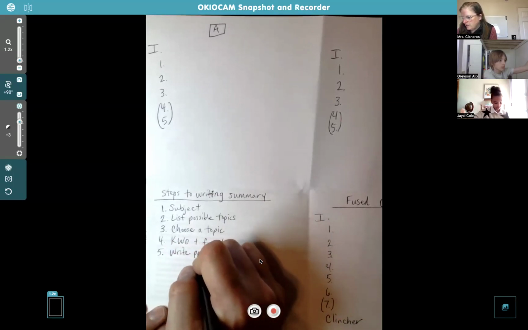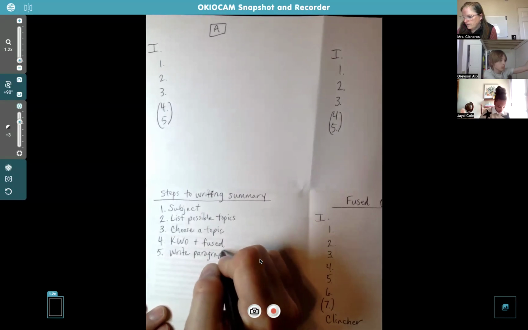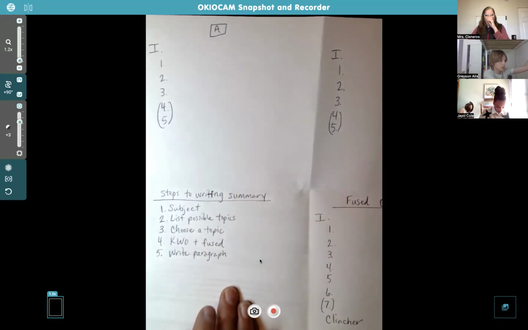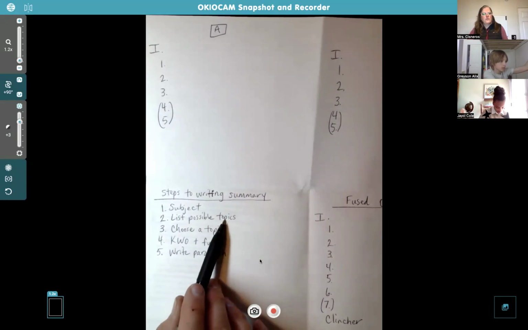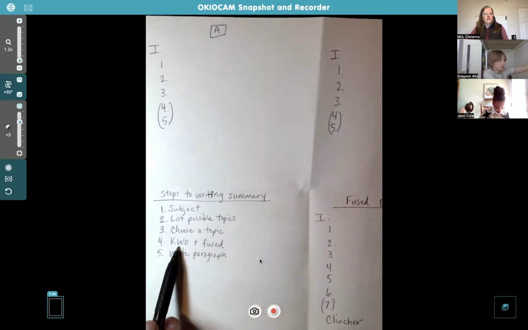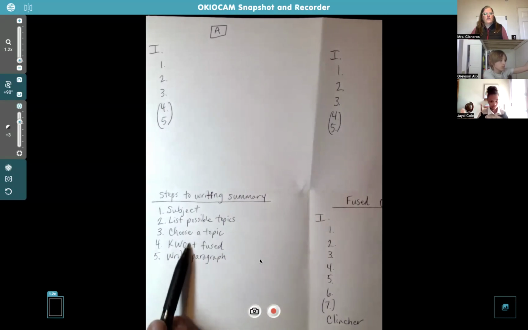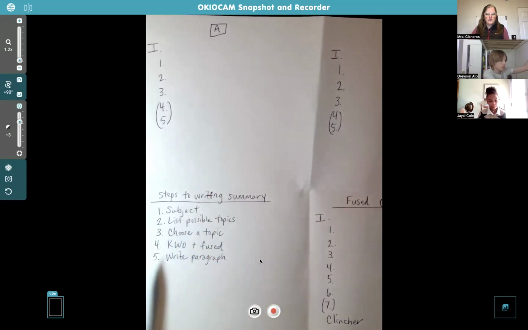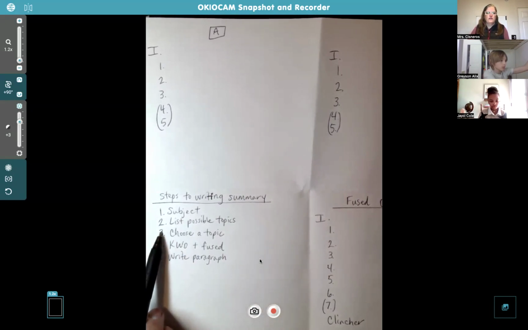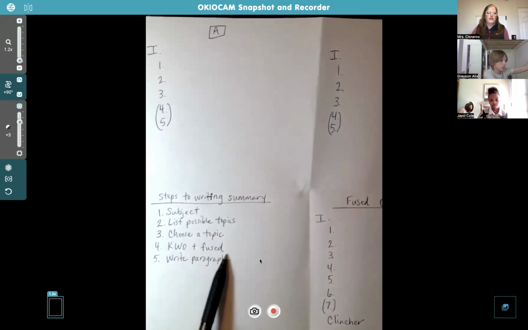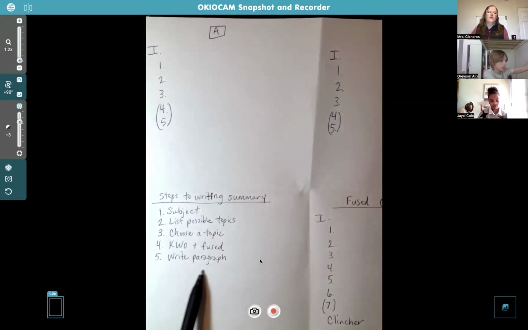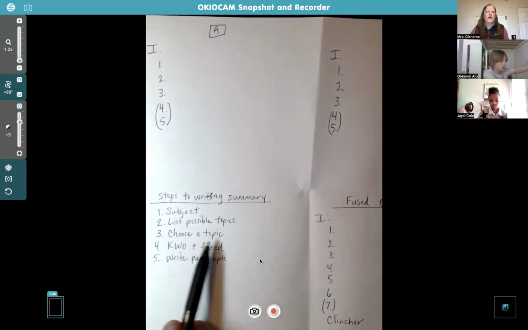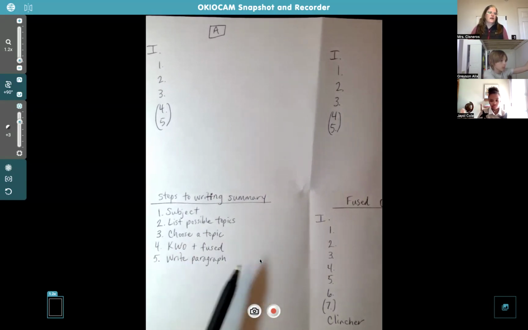Right? Paragraph. So this is like each paragraph. So you know your subject, you're going to list your possible topics, choose a topic, do your keyword outline infused, write your paragraph. And 3, 4, and 5, you're going to repeat for each paragraph. So you're going to go back up to 3, choose another topic, write another keyword outline infused, and then write a paragraph. And then repeat again. If you need a third paragraph, choose a third topic, write a keyword outline infused, write your paragraph. That's the pattern. Just wanted to review that with you guys.